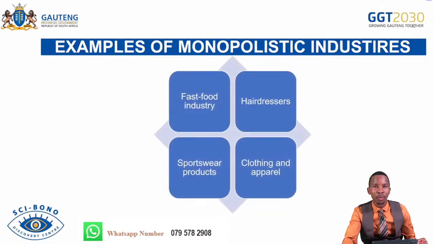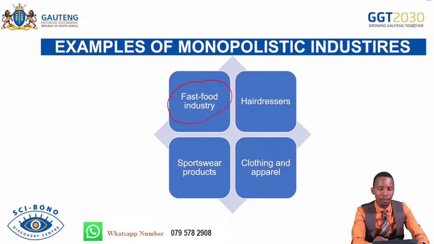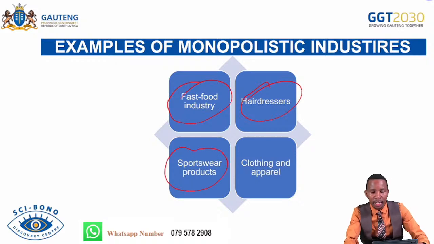Basic examples of industries that operate within monopolistic competition are the fast food industry, the hairdressers industry, sportswear products, as well as the clothing and apparel industry. These are typical examples of industries that operate within monopolistic competition. Remember, there are so many, but we couldn't list all the examples. These are just slight examples that we can refer to.